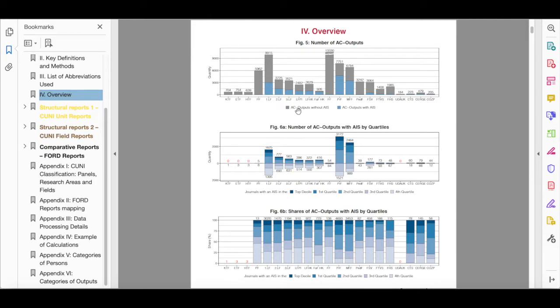Figure 5 provides a cross-unit comparison of the absolute counts of outputs divided into 2 categories. First, articles and reviews in journals with an article influence score, available from the Web of Science Journal Citation Reports, which allows us to assign them into different quartiles of journal rankings. And second, outputs for which a qualitative structure is not available.